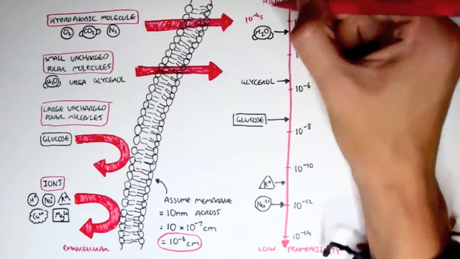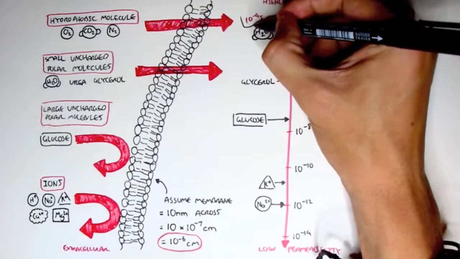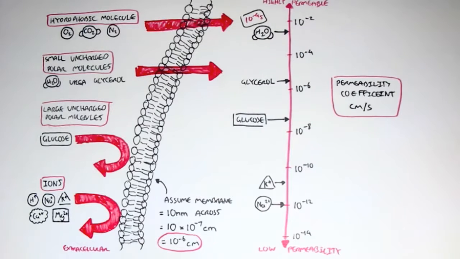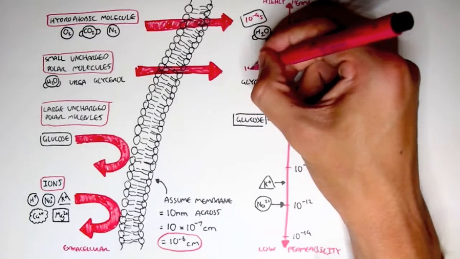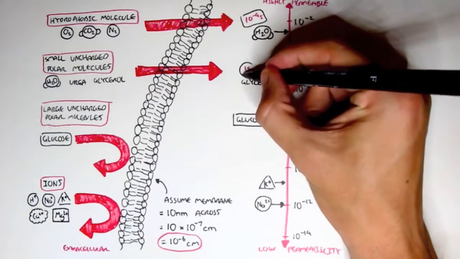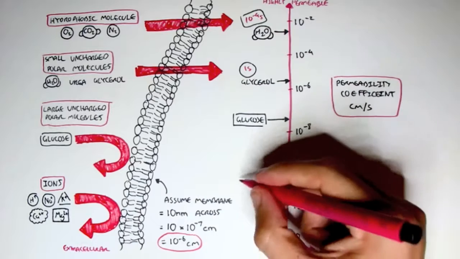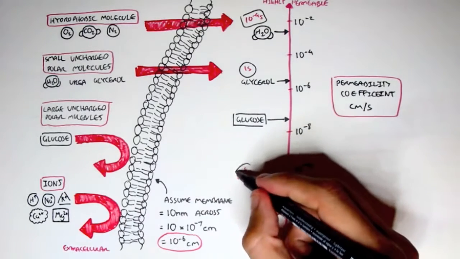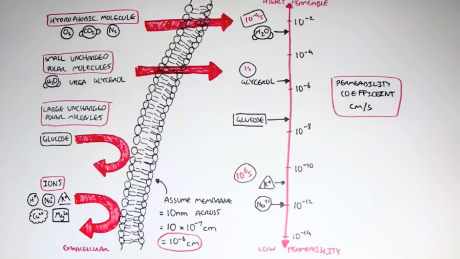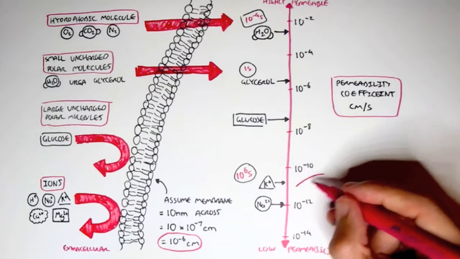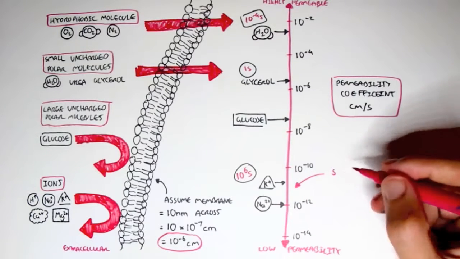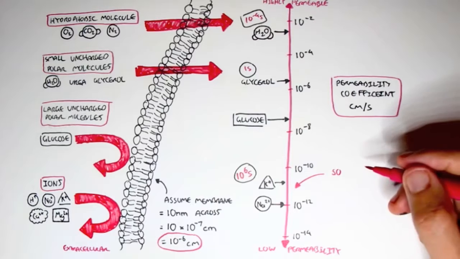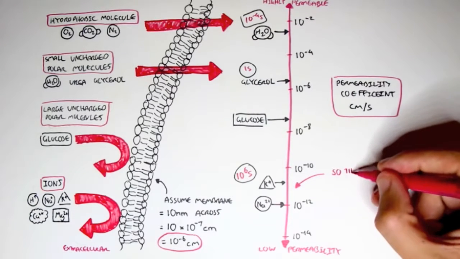So for example, for water, it takes 10 to the negative 4 seconds to pass through a 10 nanometer lipid membrane, which is very fast and spontaneous. Similarly, glycerol takes only 1 second to pass through a 10 nanometer membrane. However, potassium and sodium, these ions, take 10 to the 6 seconds to move through a 10 nanometer membrane, which is equivalent to about 280 hours, which is very, very slow.